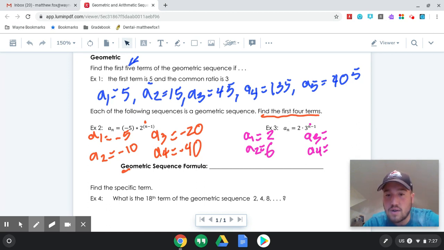Okay, and now our next one, I know it's hard to see, but that's A sub 3. Plug a 3 in. 3 minus 1 is 2. 3 to the second is just going to give us 9. 9 times 2 gives us 18.